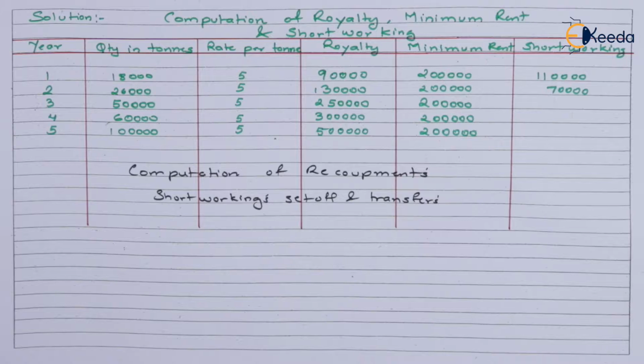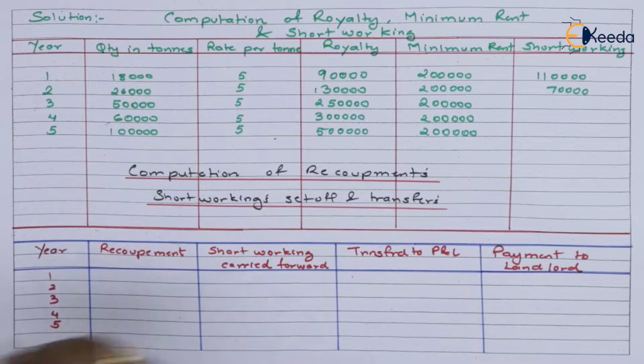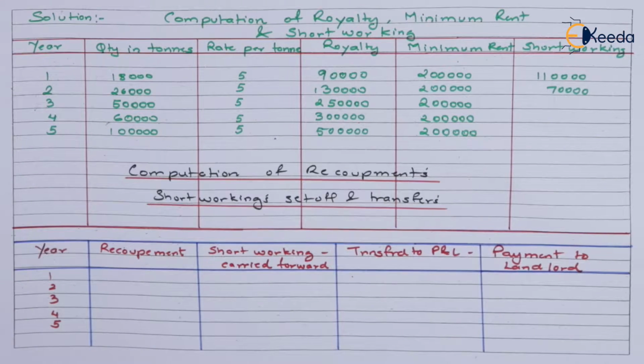The next item that we have to prepare is the computation of short workings, transfer to P&L and the recoupment. Now let's start with that. To understand this format, we have prepared it in a specific manner. The first column is year, the second column is recoupment, the third column is short working carried forward, the fourth column will be transfer to P&L, and the fifth column will be the actual payment, or payment to landlord.